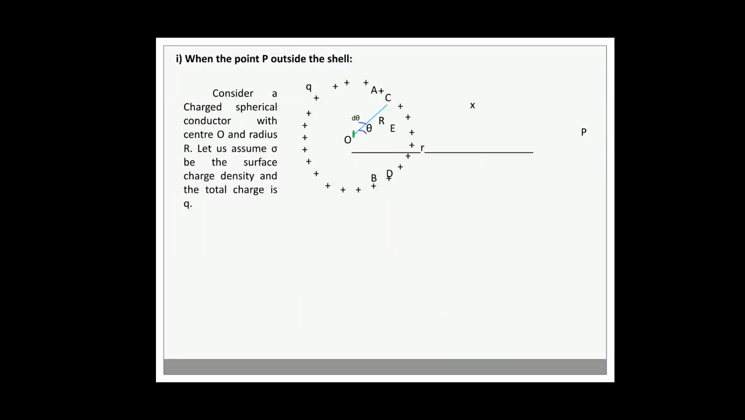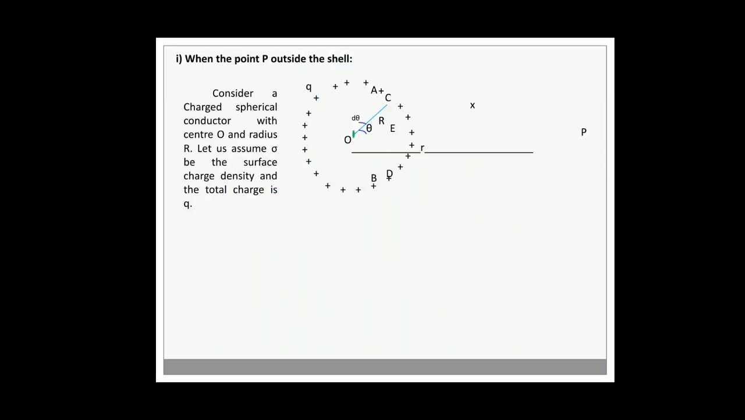And there are three cases we will observe to determine the electric potential due to the charged spherical shell. The first case is when the point P is outside the shell. The second case is when the point P is on the surface of the shell. And the third case is when the point P is inside the spherical shell.